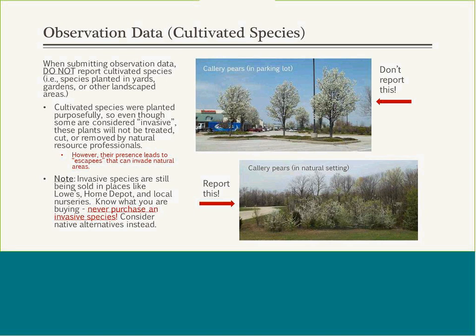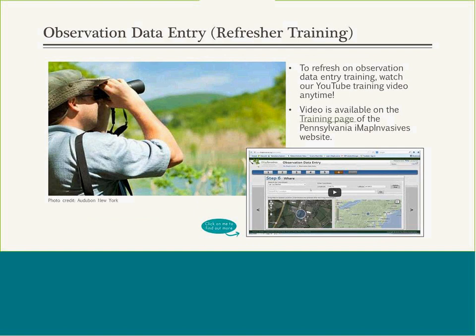Even though at a state level we are still fighting the battle of trying to stop the sale of invasive species, this is something I always try to tell people: when you're out yourself and maybe purchasing something at your local nursery or Lowe's or Home Depot, know what you're buying ahead of time and don't purchase one of these. Don't purchase Callery pears. Don't purchase many other things that unfortunately are still being sold. Always think about purchasing native plants instead, because that will essentially eliminate the problems we're seeing with these escapees of invasives. So please do not report cultivated species.